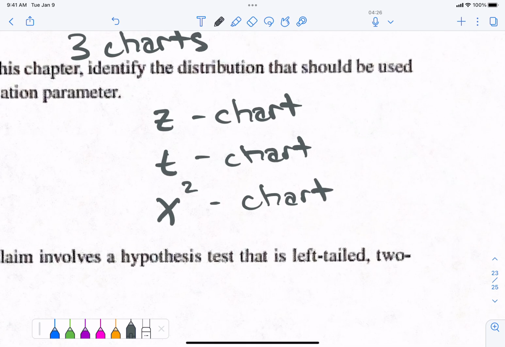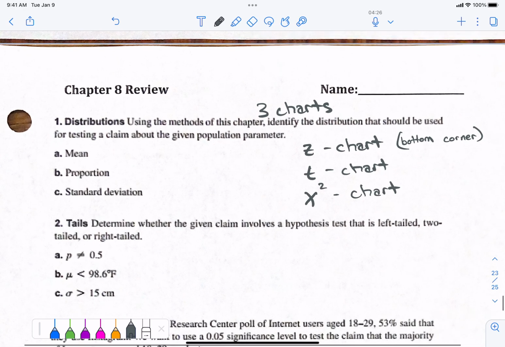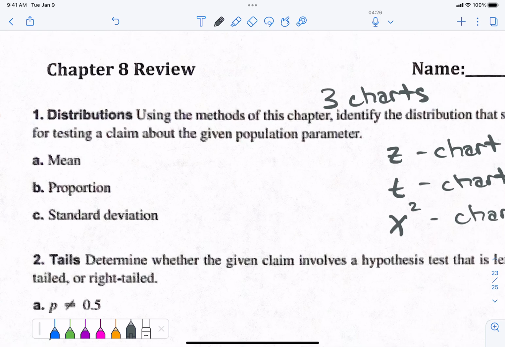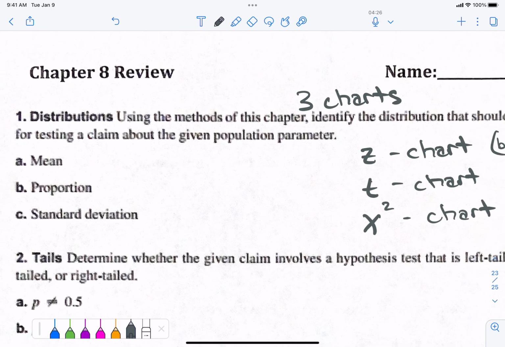The z-chart, you only ever look at the bottom corner, right? For this chapter. Okay? Well, I guess that's not true. When you're doing the p-value method, you do look at the inside part. But the bottom corner is what you're looking at for your critical value, okay? Z-chart, t-chart, chi-squared chart, okay? They say using the methods of this chapter, identify the distribution or the chart that you're going to be using if you have a mean, if you have a proportion, if you have a standard deviation. Mean is Z. Kind of.